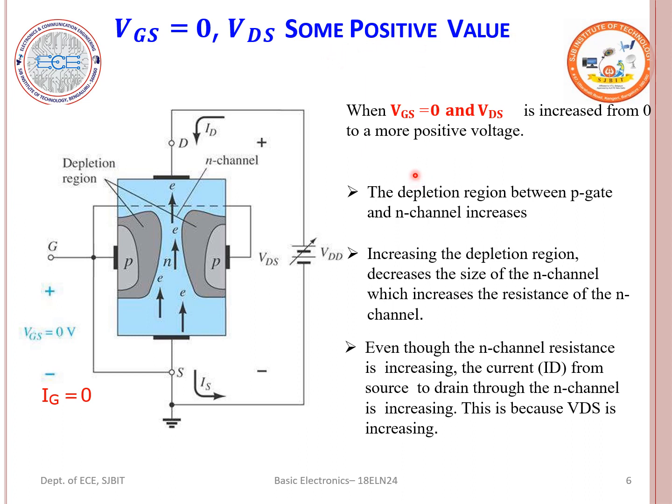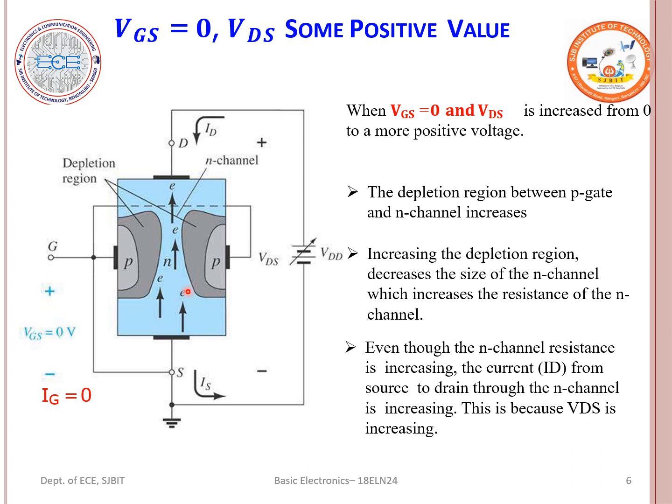When I make the VGS, with this being the source and this the gate, equal to 0, I then connect the VDS, which puts the gate-source voltage in a reverse bias condition. Once the PN junctions are reverse biased, we know a depletion region is formed here, correct? A depletion region is going to be formed.